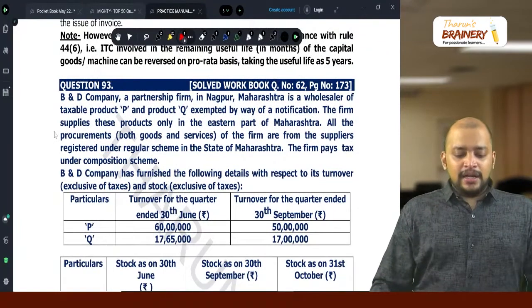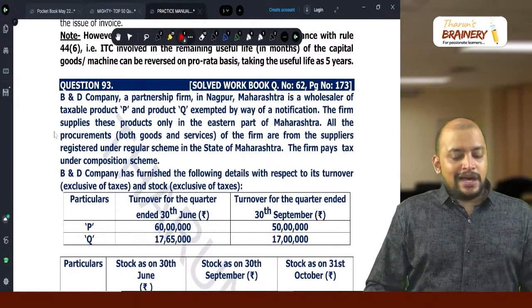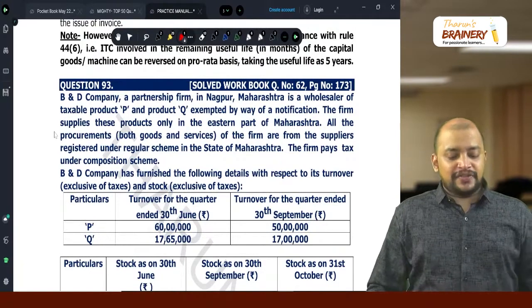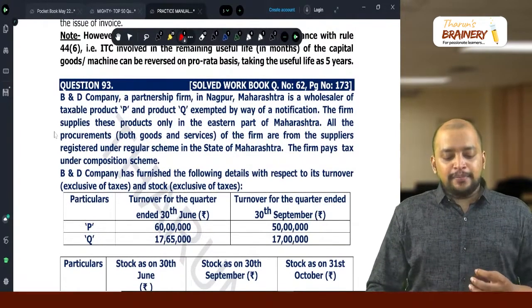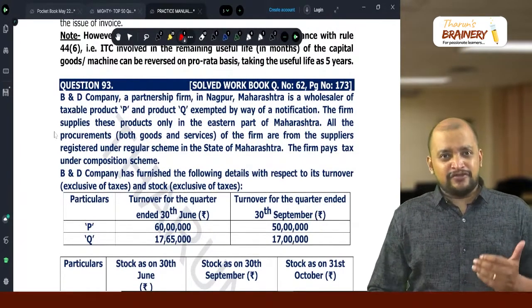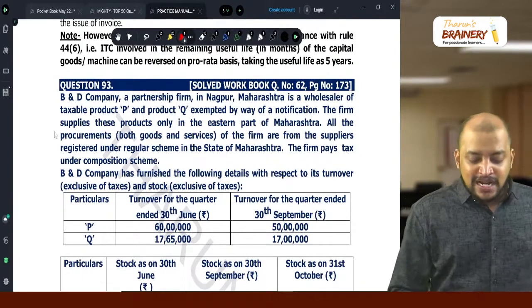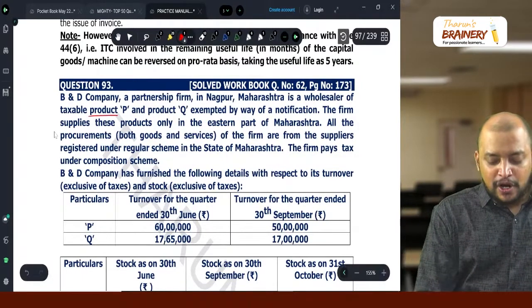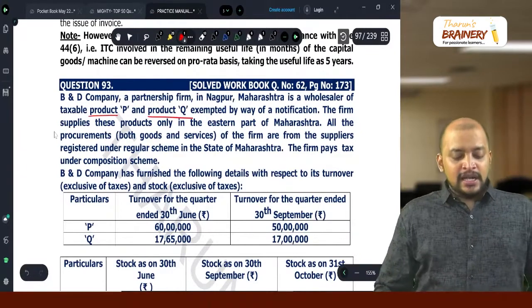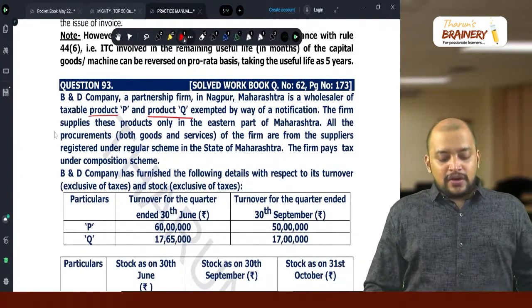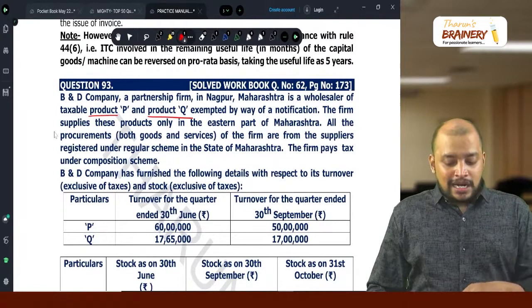P&D Company, a partnership firm in Nagpur, Maharashtra, is a wholesaler of taxable product P and product Q, exempted by way of notification. So product P is a taxable product, whereas product Q is an exempted product. The firm supplies these products only in the eastern part of Maharashtra.